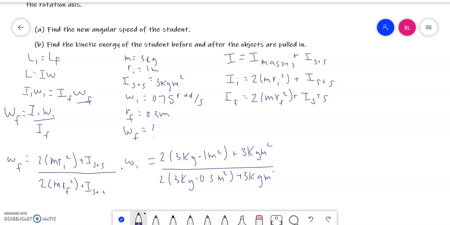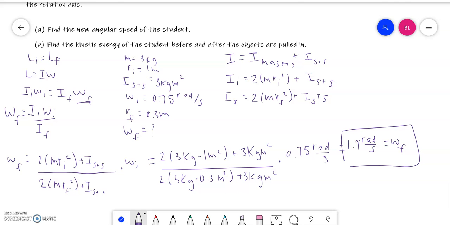plus 3 kilogram meters squared, all times the initial angular velocity of 0.75 radians per second. And when you put this in your calculator, you will get 1.9 radians per second is equal to the final angular velocity. So notice how when he pulled his arms in, he started to rotate faster.